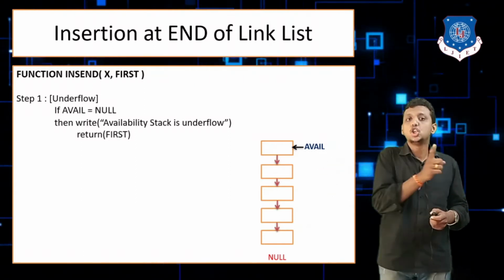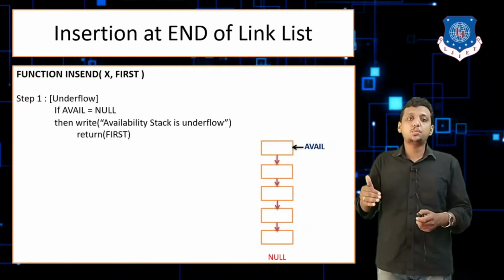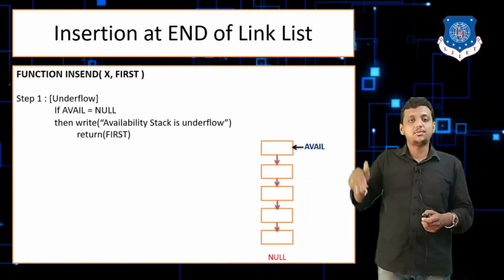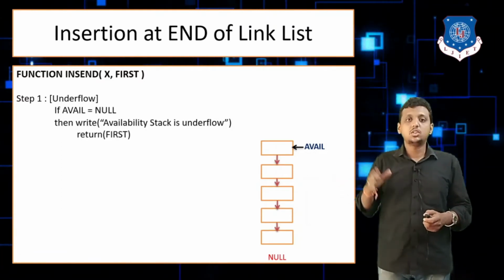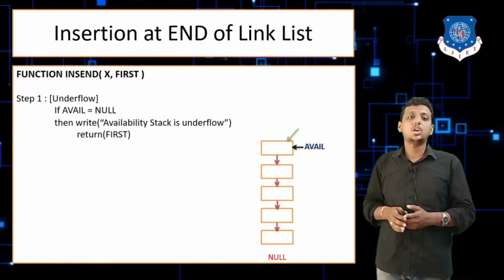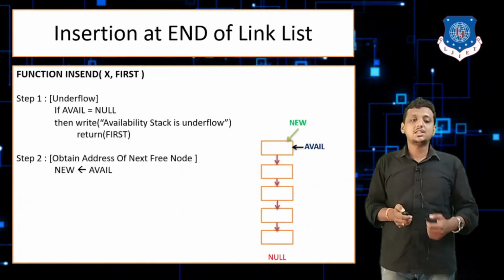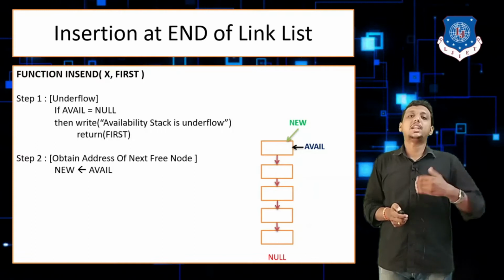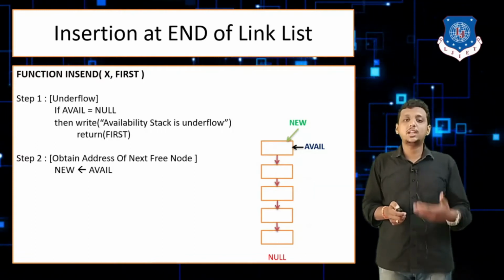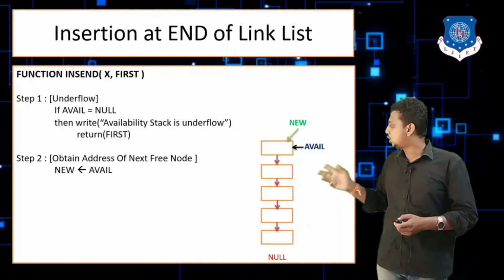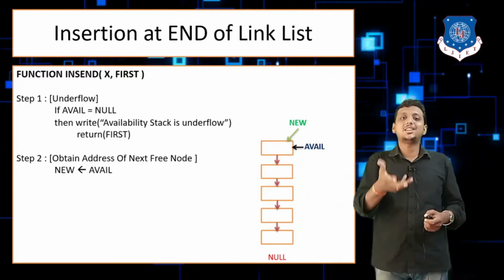Who points to whom? Here I am going to point the new pointer to avail, the available space. Fine. So new to avail. So the statement is new arrow avail. The second step is to obtain the address of the next free node. How can you get the address of the next free node? You just need to point new to avail, because avail is the next free node.